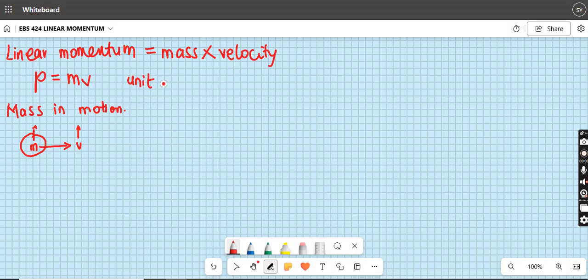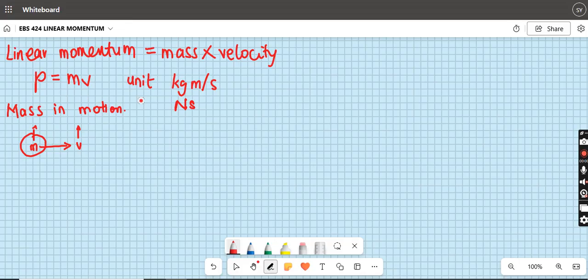It has a unit kilogram meter per second, or Newton second. Now, we said that momentum is given by mass times what? Velocity.